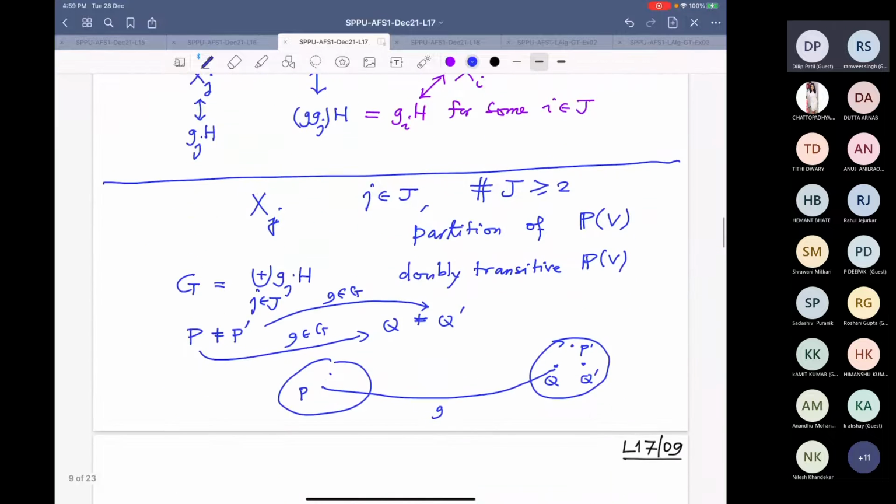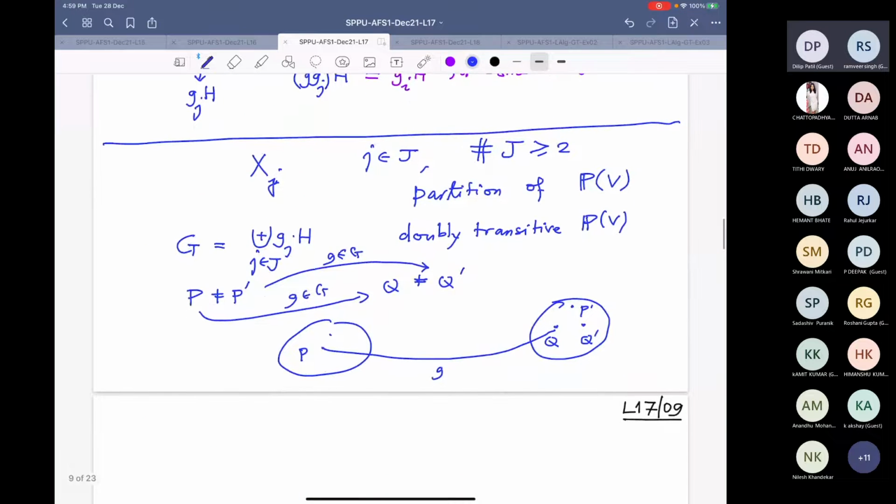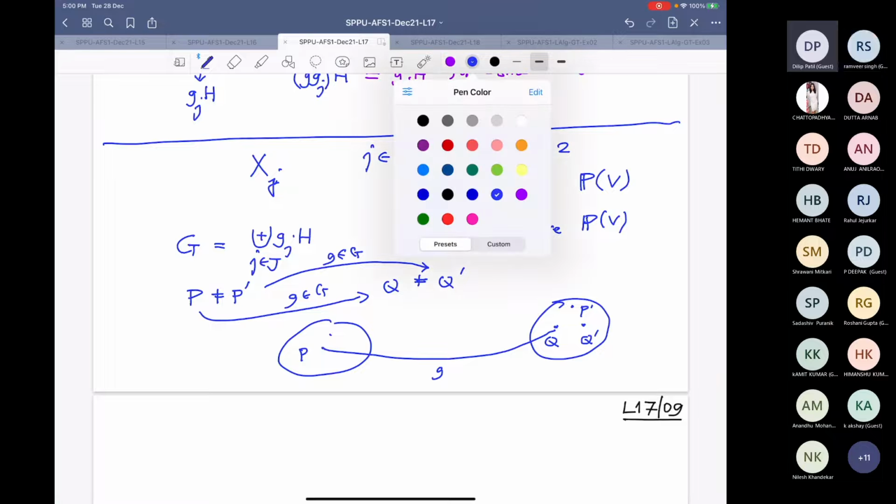All right, you can still write down a formal proof for this. I just gave you the idea, but you can write down the formal proof. You check that in such a configuration, there won't be any G which will map P to Q and P prime to Q prime. If you want some element of G mapping P prime to Q prime, then this subset will go somewhere else. So that is the problem.